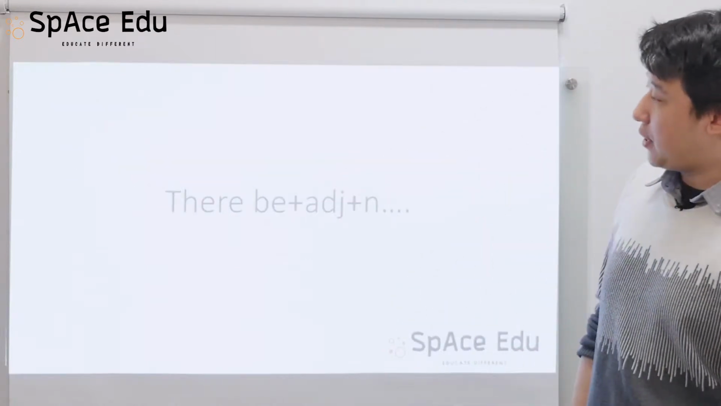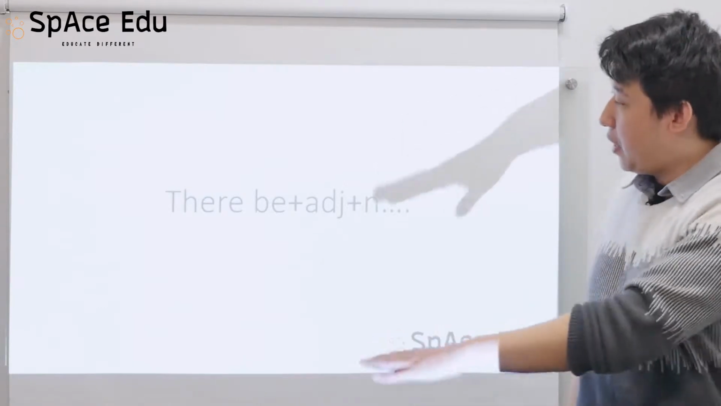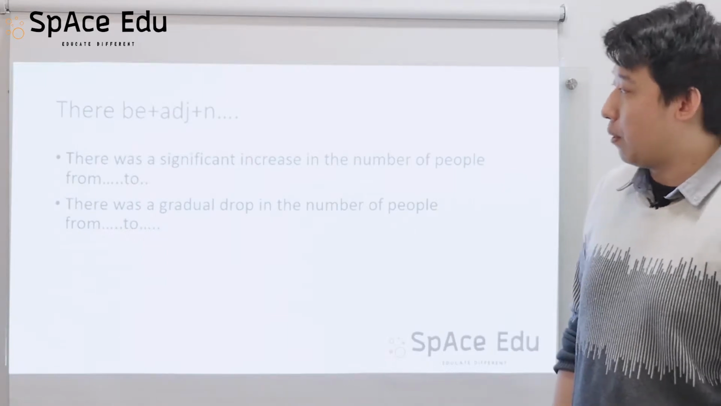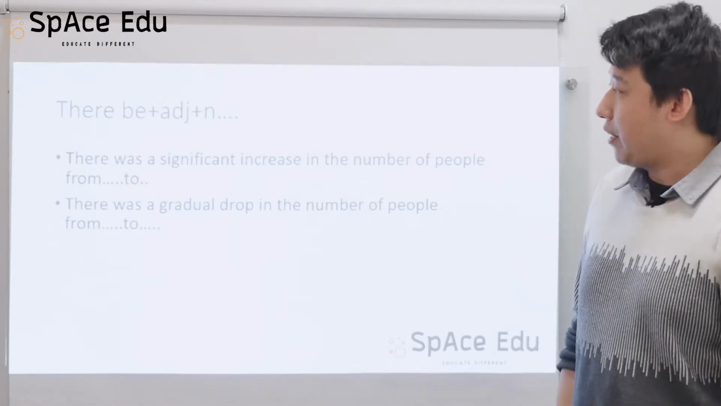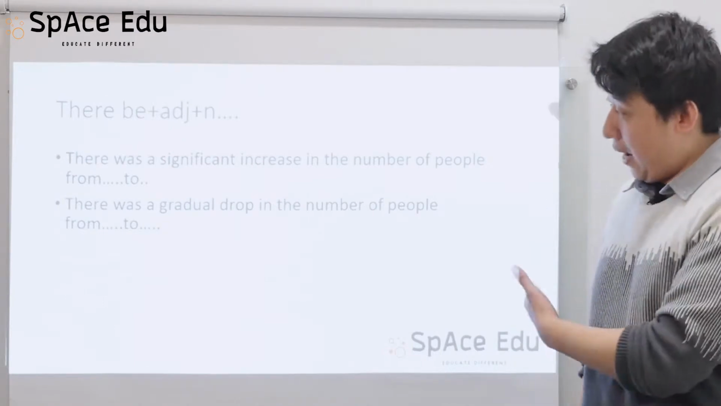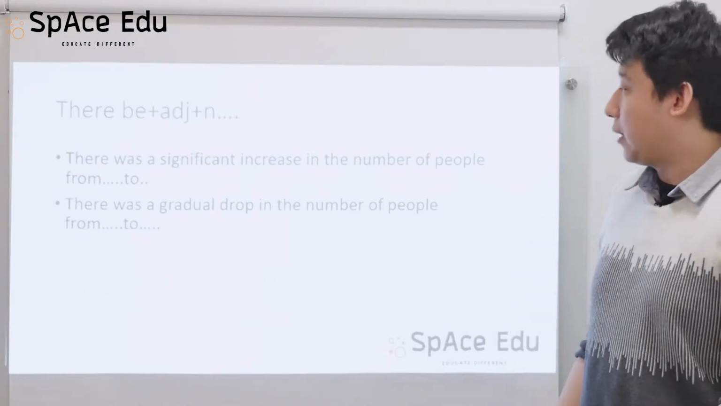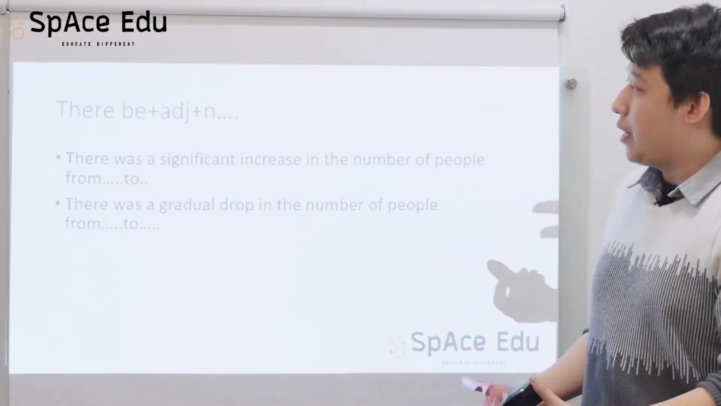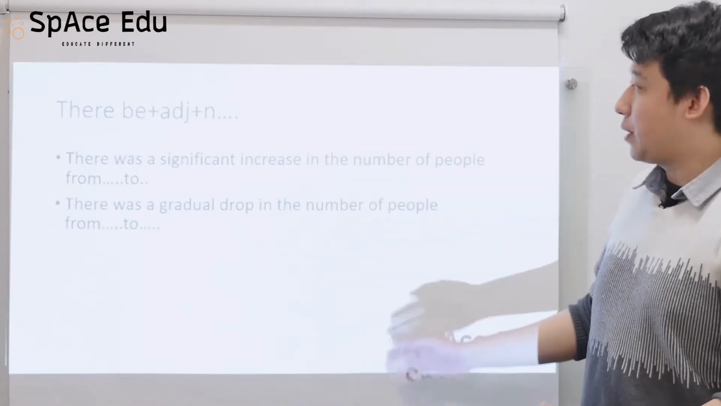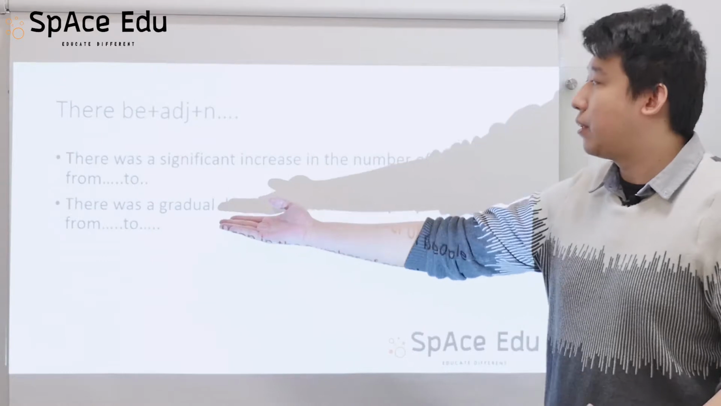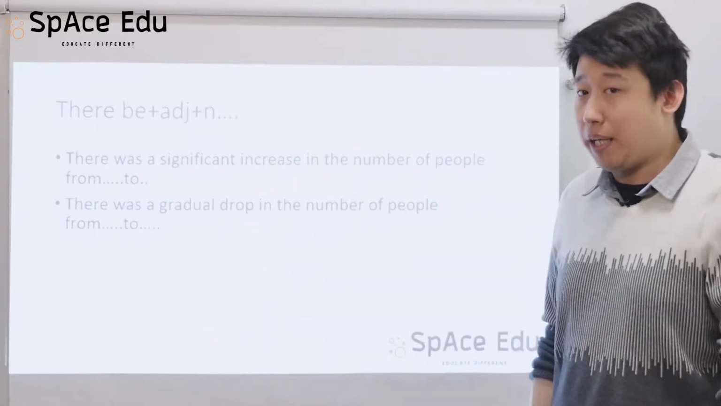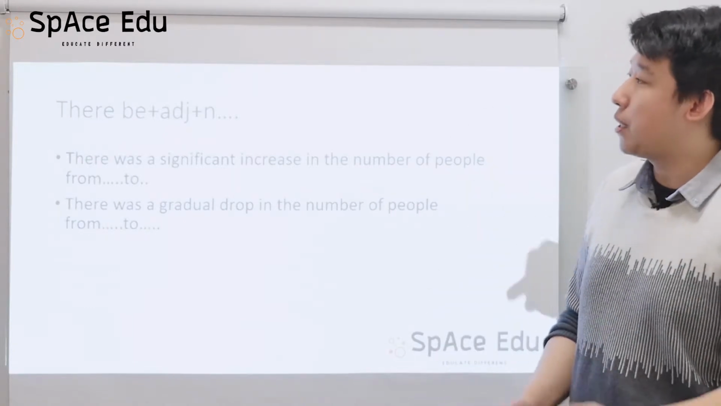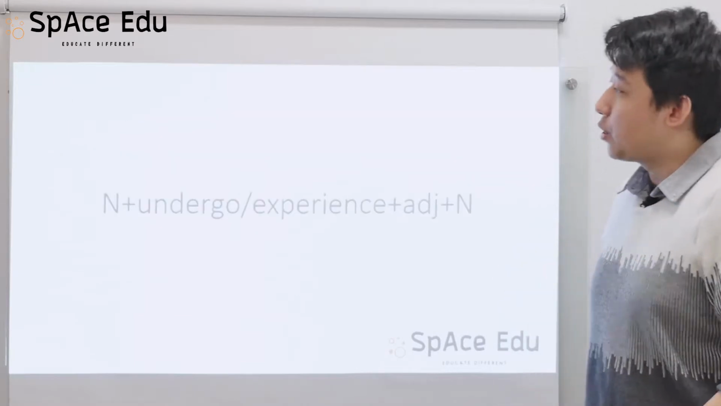Let's move on to the second one. The second sentence structure is there be plus adjective plus noun. Let's have a look at the examples. The first example: there was a significant increase in the number of people. And the second one: there was a gradual drop in the number of people. As you can see, the difference between the first structure and the second is that instead of using verbs and adverbs, we change them into adjectives and nouns. This is another way that you can diversify expressions, by using there be sentence structures plus adjectives and nouns.